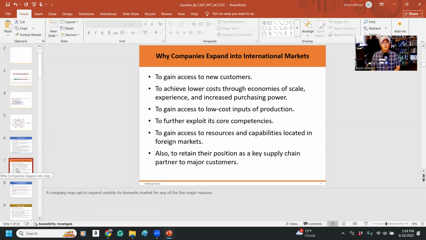All right, so here are some reasons why companies would want to get into operating in a different country. One, it gives you access to new customers. In the Ansoff Matrix, that was one of our options: go sell to a different set of customers that you don't currently sell to, but sell the same product. Two, you are trying to achieve lower costs through economies of scale, experience, increased purchasing power. That also can get involved in location.